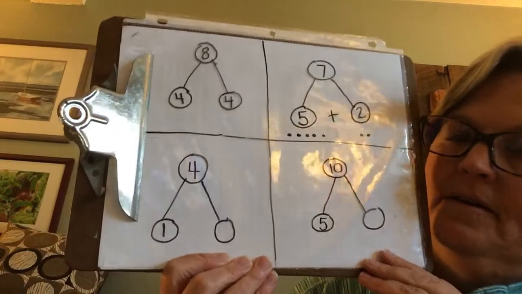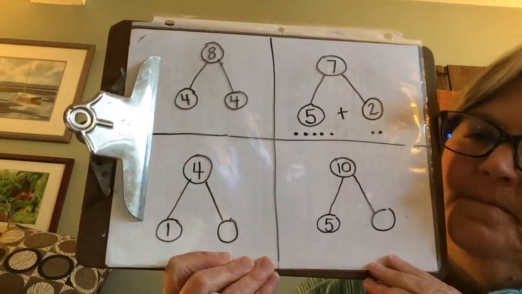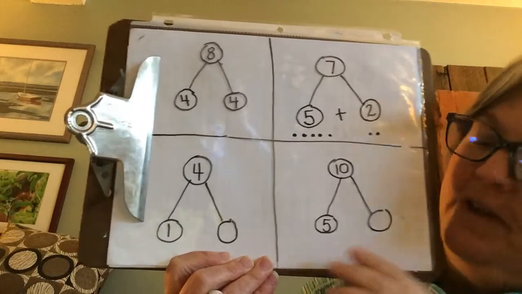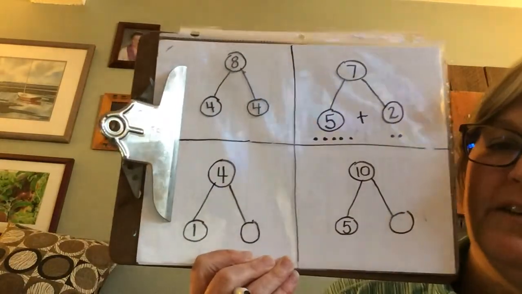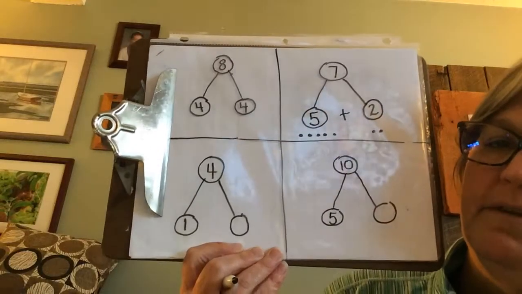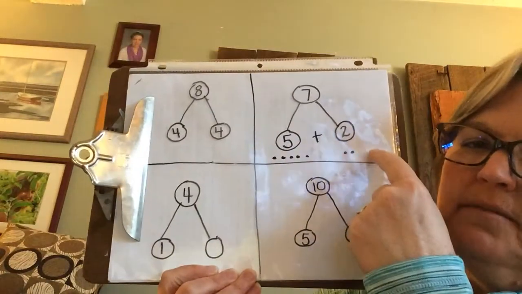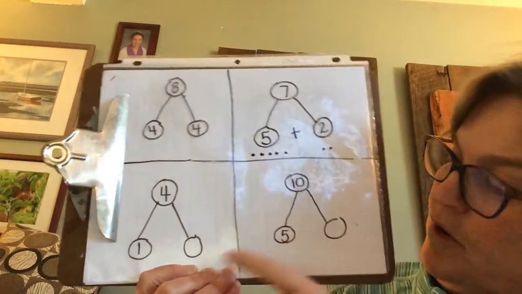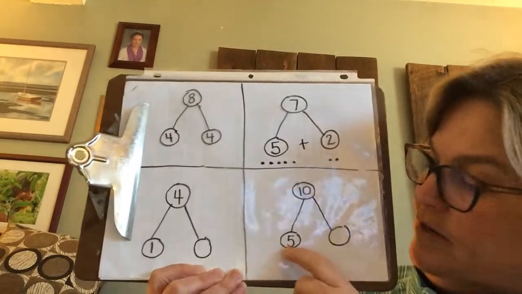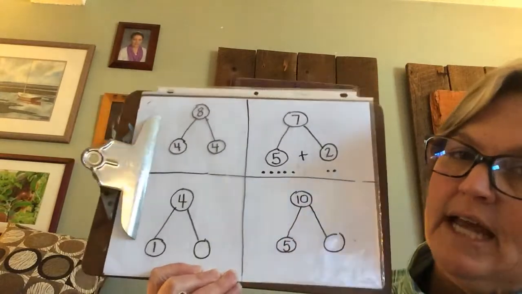All right, the next 2. I want you to fill in the missing part. Good. When you're finished with these 2, have your families take a picture and send it to me. I want to see what you decided for those last 2 parts. Remember, if you need to, draw your circles underneath. Make your 2 groups. Here's a 1. How many more to get to 4? Here's a 5. How many more to get to 10?